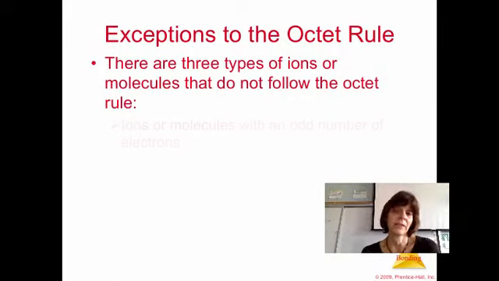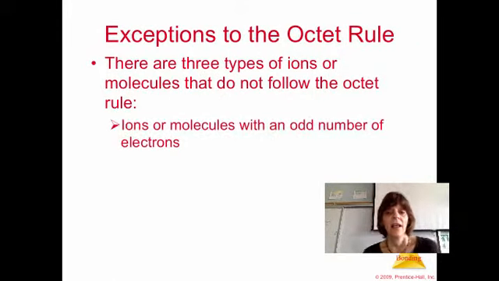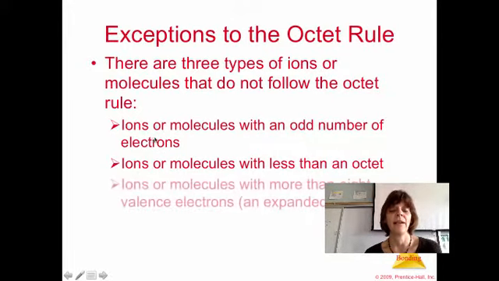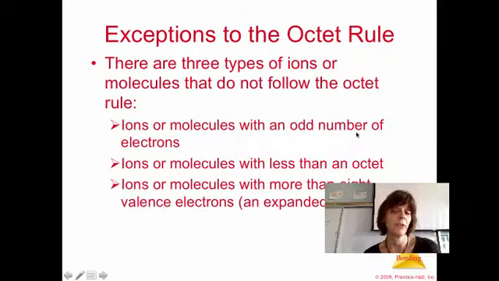Okay, there's a couple exceptions to the octet rule. 3 types of ions or molecules that don't follow. You might have ions or molecules with an odd number of electrons. You might have some with less than an octet and some with more than an octet. Let's look at a couple examples.